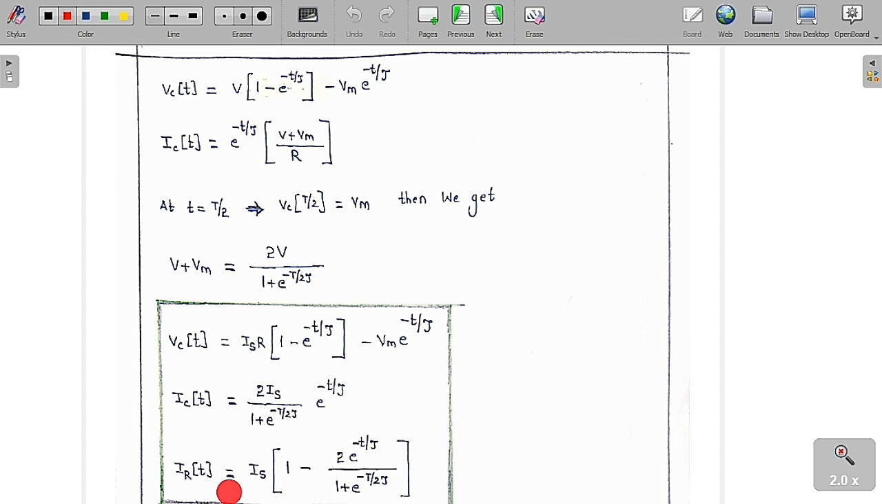So what is IR of t? IR of t is equal to Is minus Ic of t. So you know Is minus Ic of t, substitute here, and we are going to get this expression.